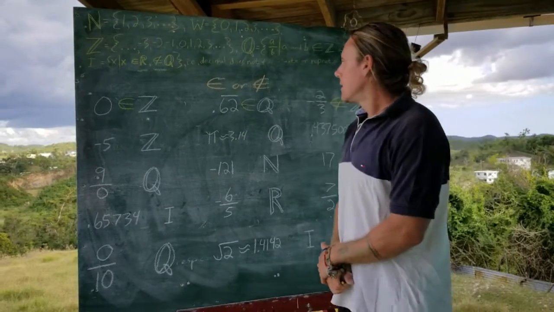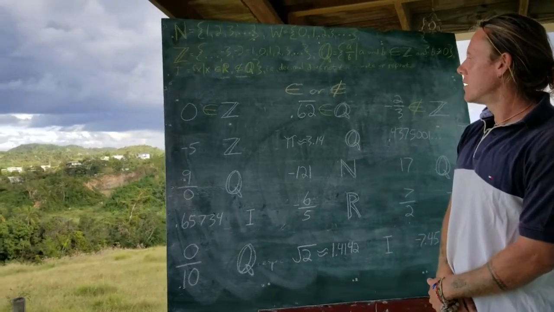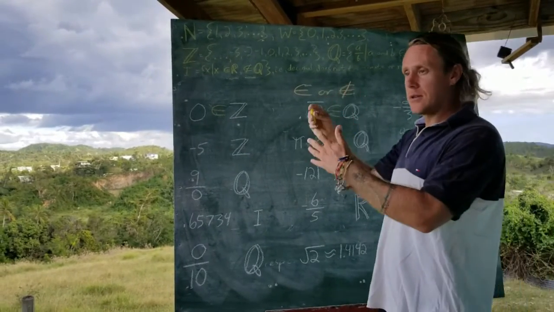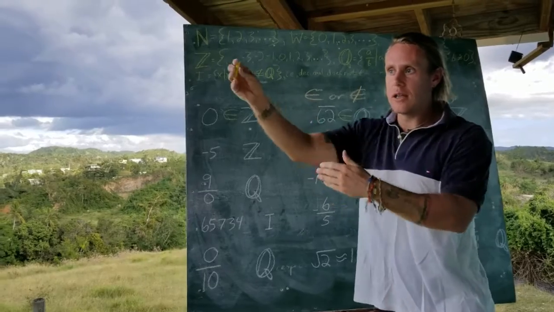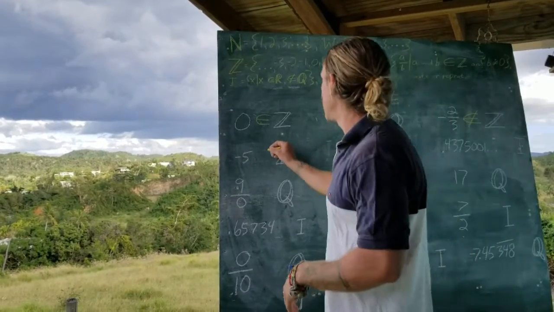All right. How about -5? Is that an element of the integers? Well, it allows for 0, and it allows for the negatives moving infinitely in the negative direction. So yes, of course, -5 is an element of the integers.